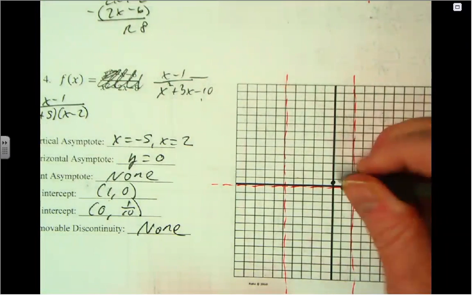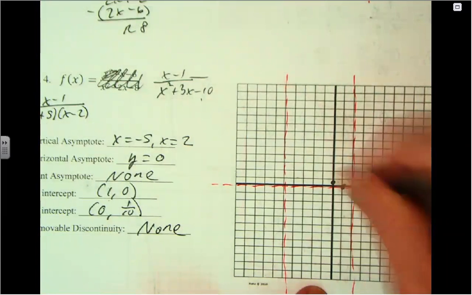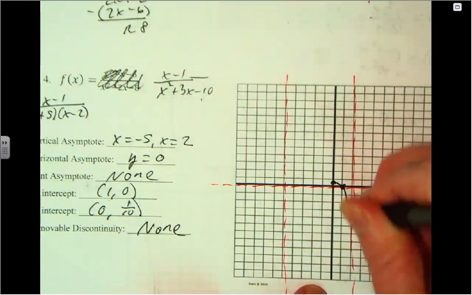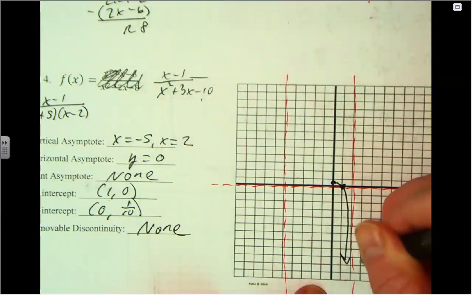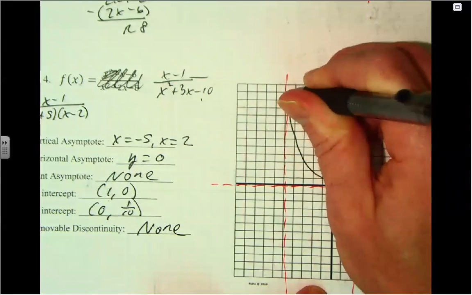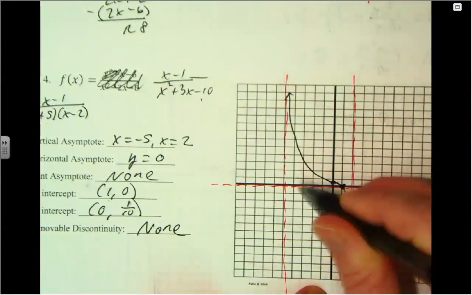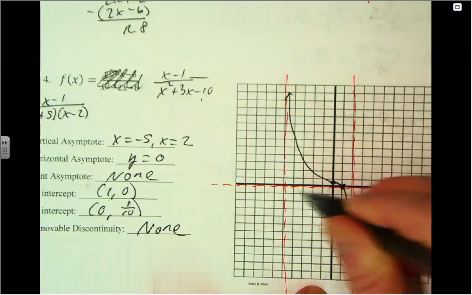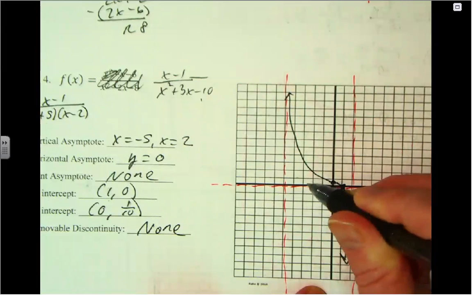So it looks like to me, you see this whole section here, it's got to go from here to here. So it's going down. So that means it's going to kind of go down like this towards that asymptote. And then to the left, it's got to be going up like this. Because again, there's no other x-intercept. There's nothing happening over here.